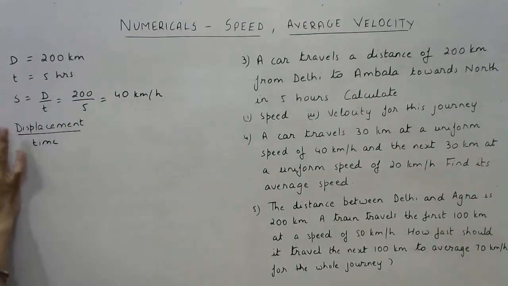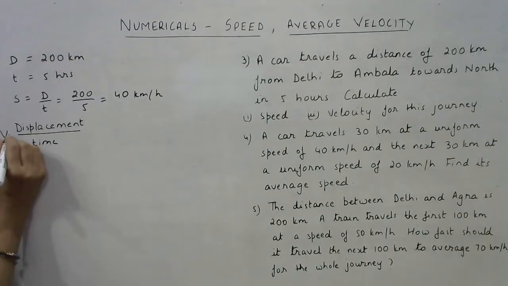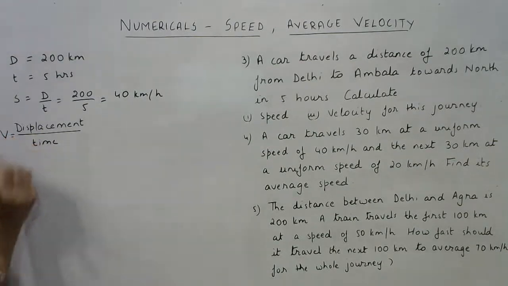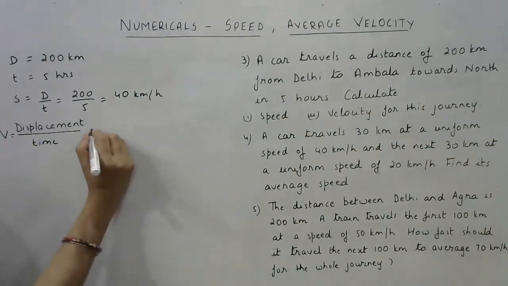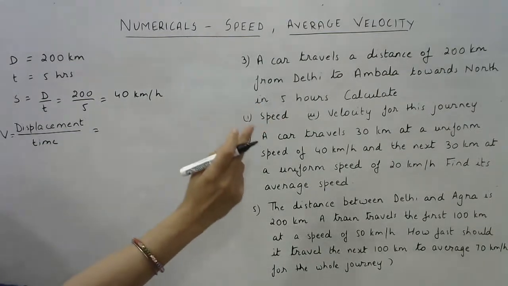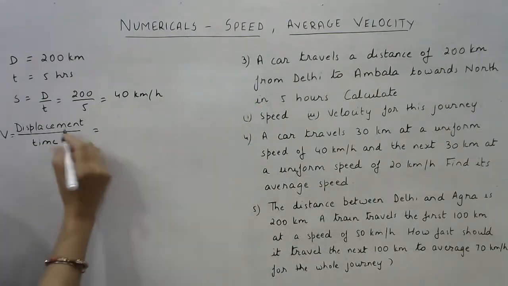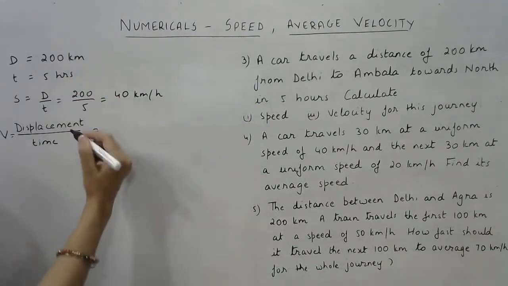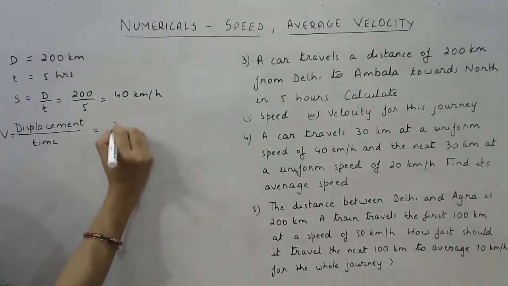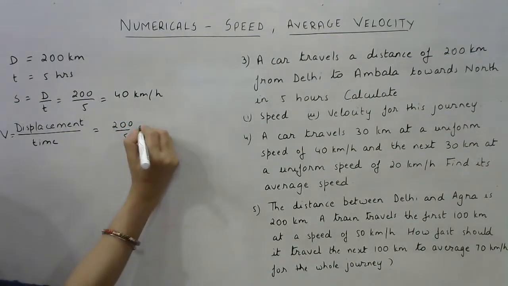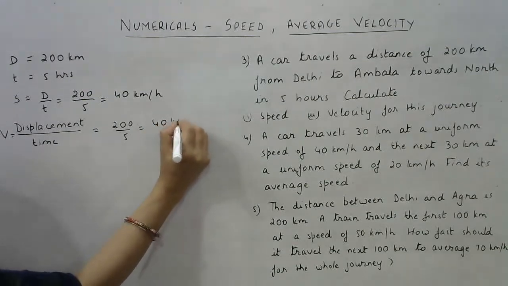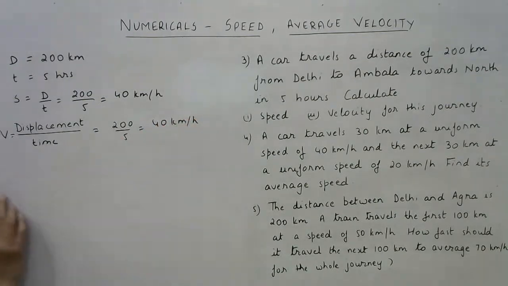Velocity is displacement upon time. So displacement is, because the train is traveling in a straight line towards north, the displacement and the distance traveled will be the same. So in this case again it will be 200 upon 5, and you will get the answer as 40 kilometers per hour for velocity also. So in this particular question, the speed and the velocity are the same.